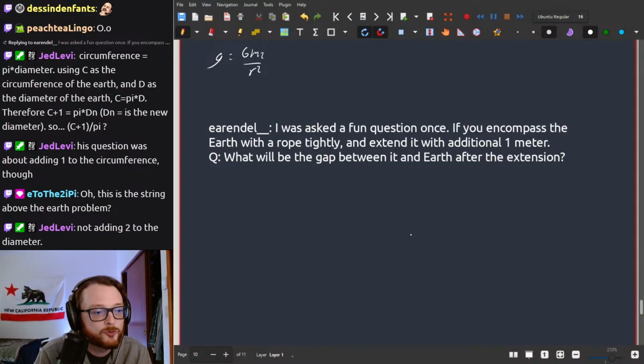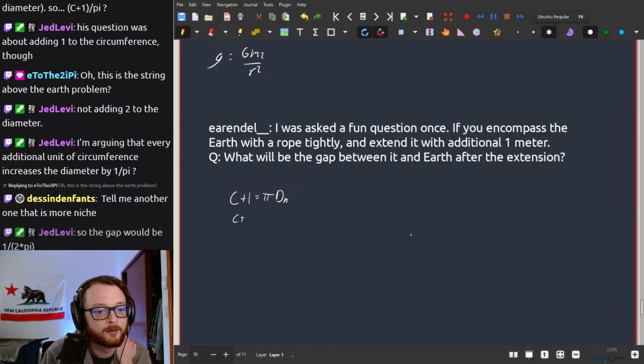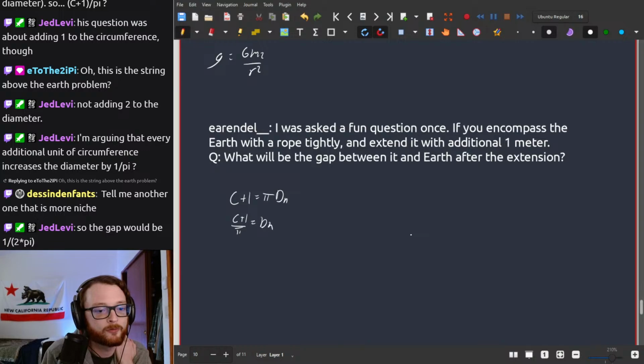So picking up with Jed's work, C is the circumference of the Earth. We want to figure out what the new diameter is, and we can use that to figure out what the gap is. Every additional unit of circumference increases the diameter by 1 over pi. Yeah, that will be right, because you divide out the pi. It's equal to dn. But then c over pi is the diameter.